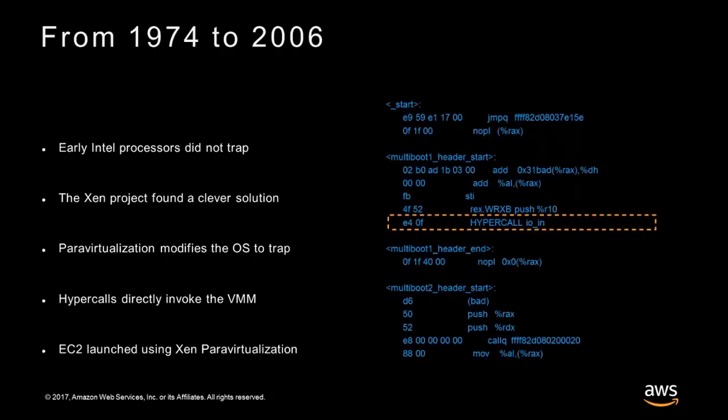Well, it turns out that academic theory often doesn't match reality. If we fast forward to 2006 when EC2 first launched, it turned out that the Intel processors and AMD processors at the time did not actually meet the criteria that was presented in this original paper from the 70s.